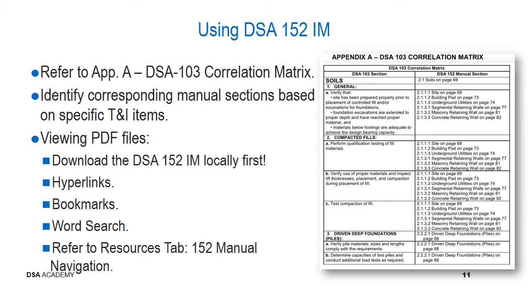When it comes to viewing the PDF files, especially with regards to the inspection manual, because it's so large, you should download that first onto your own personal device, and also to allow you to more easily navigate through it, because once you do, you can open it up in a PDF viewer, and there are hyperlinks you can take advantage of and bookmarks. There's also the word search, and you can refer to the resources tab for the 152 manual navigation to get more information about that. But I'll briefly go through and show you how to navigate within the PDF of the 152.